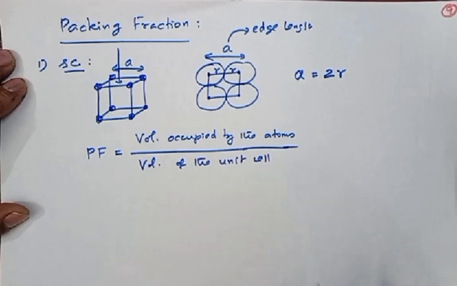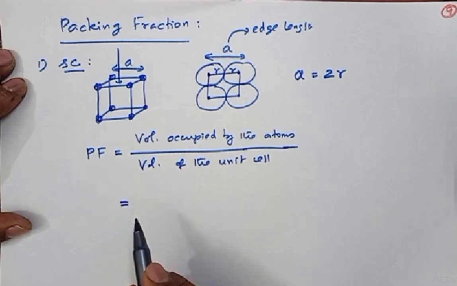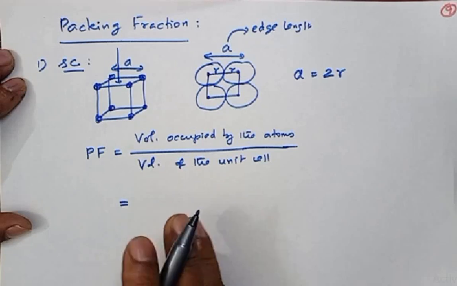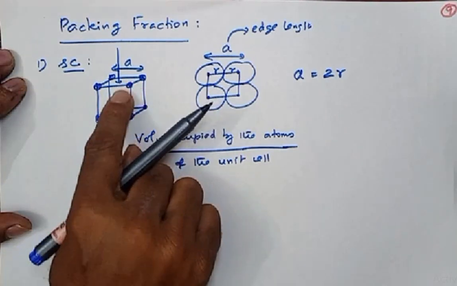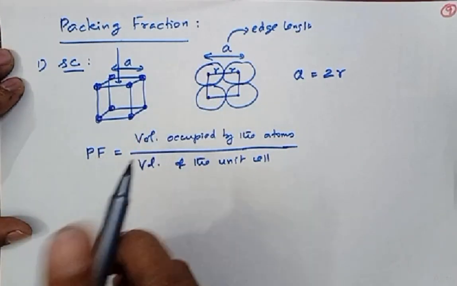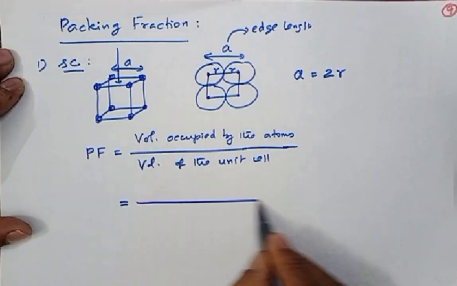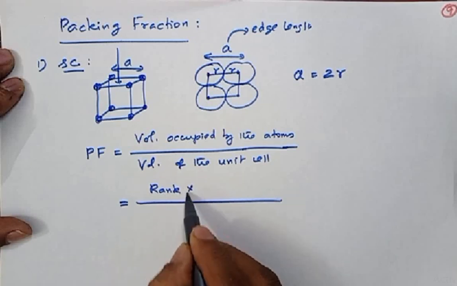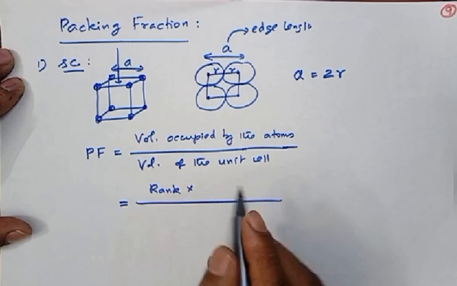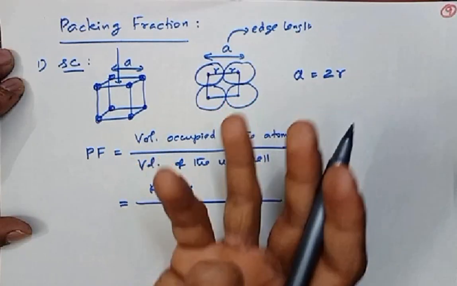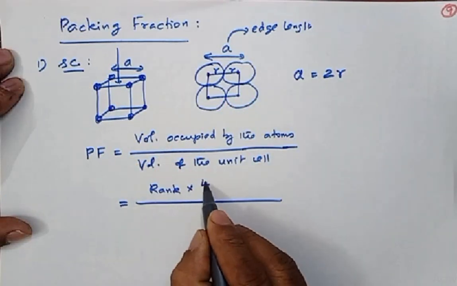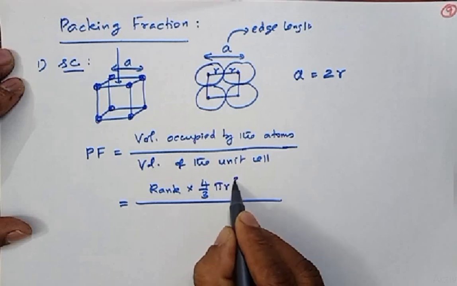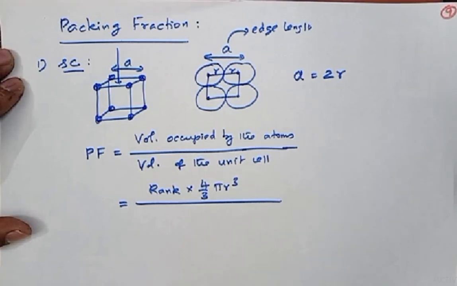Volume of the unit cell. This is the packing fraction formula. Now, listen carefully. We know very well, in the case of simple cubic, rank is nothing but 1. So, what is the volume occupied? Volume occupied is nothing but rank of the unit cell into each atom. We are assuming atoms as spherical in shape. Therefore, for each atom, the volume is 4/3 pi r cube, where r is the radius of the atom or radius of the particle.